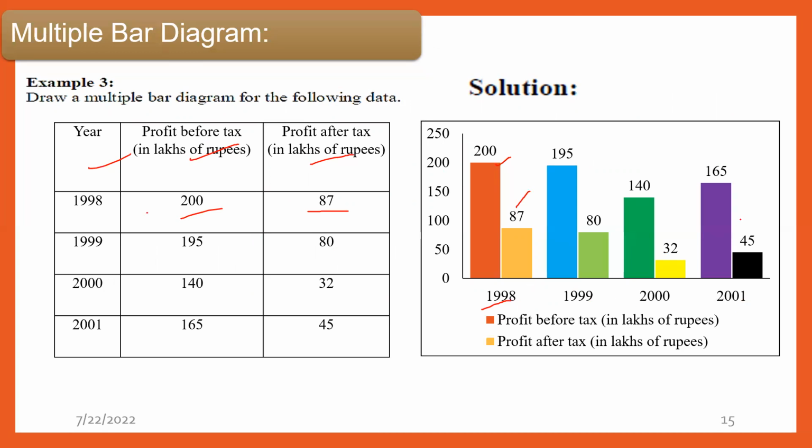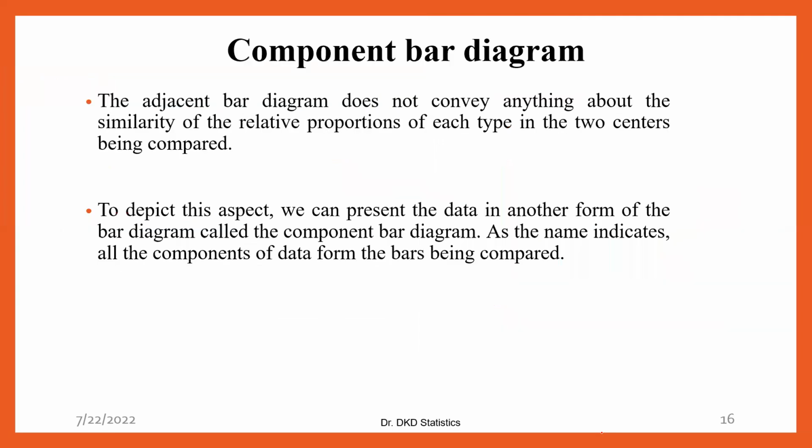In this way we can create it with the help of Microsoft Office Excel. Once we put the data in, we can find these graphs easily. In the first column we put the year, in the second column we put these values, in the third column we put the values, and we select all of them, go to Insert, create the bar diagram, and we can find it easily. This is a simple way to create the multiple bar diagram, or we can say adjacent bar diagram.